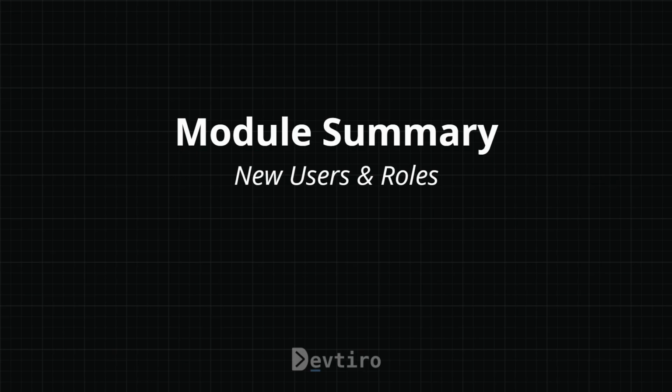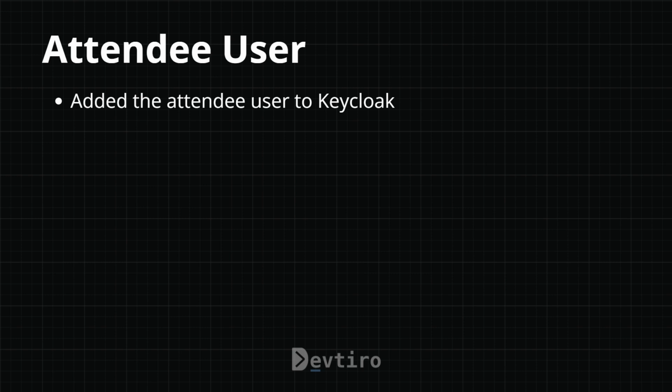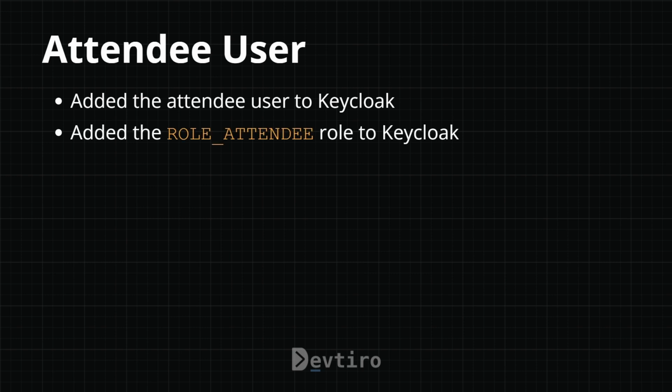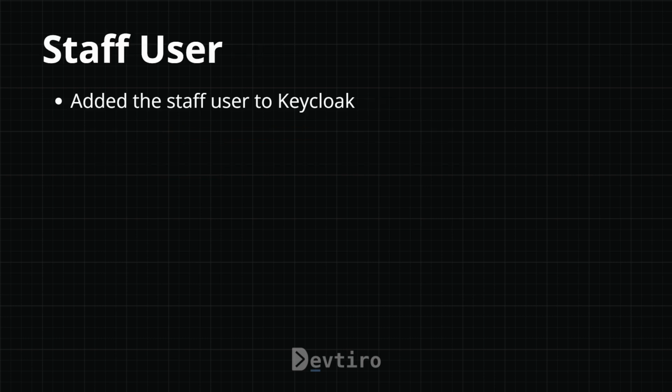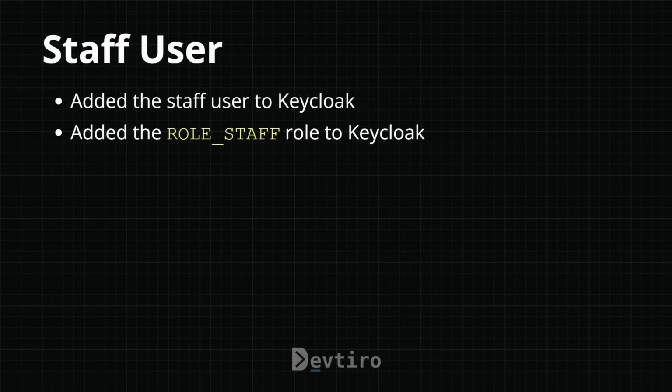So let's recall what we've achieved in the new users and roles module. In attendee user, we added the attendee user to Keycloak, and we added the role attendee role to Keycloak, and we added the role organizer role to Keycloak. In staff user, we added the staff user to Keycloak, and added the role staff role to Keycloak.